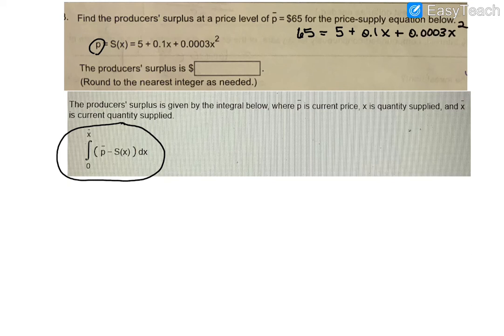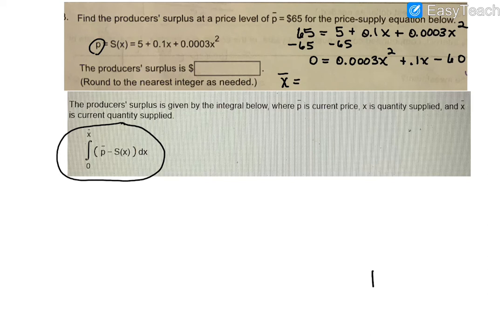0.0003x squared. So not as easy to solve as the last one because notice it's a quadratic. So when I solve quadratics, I'm going to have to set them equal to 0. And as I do that, I'm going to also put my terms in order from highest power of x to lowest. So 0.1x, and then 5 minus 65 is going to leave me with a negative 60. And so unfortunately, I'm going to have to use the quadratic formula to find this value for the X bar.